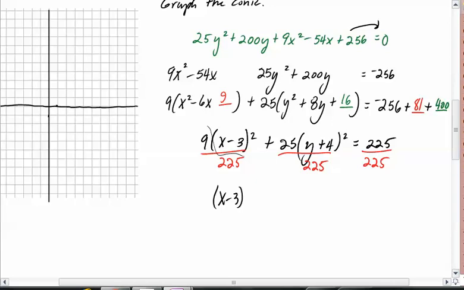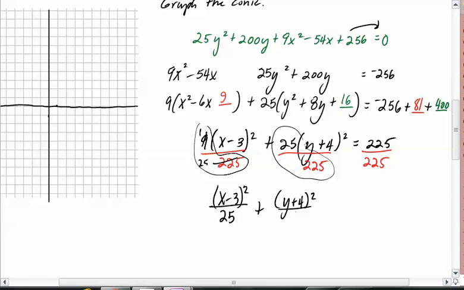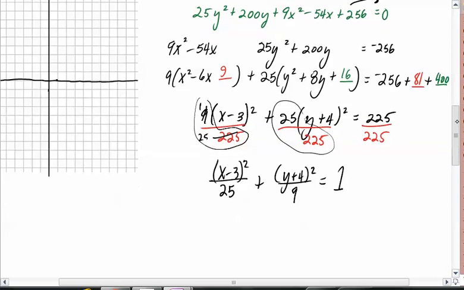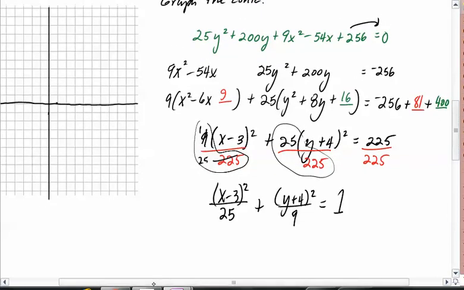I'm going to basically take this fraction and reduce it. And that fraction reduces to 9 goes in there once, 9 goes in there, what is that, 25 times? So that's going to be a 25. Same thing here. I'm going to reduce that fraction. So I get y plus 4 squared over, what is that, 9? Okay. Now, this looks like an ellipse in standard form, which it is.